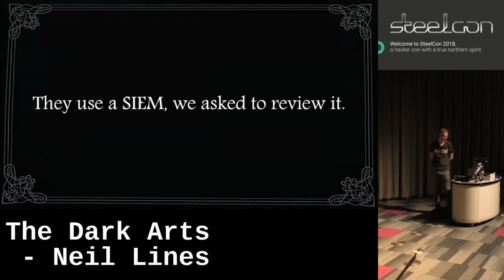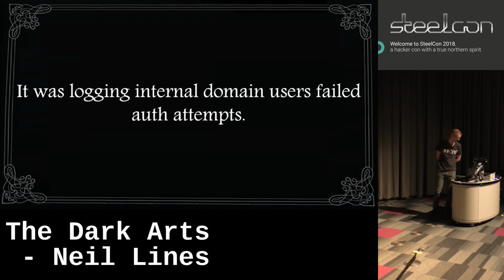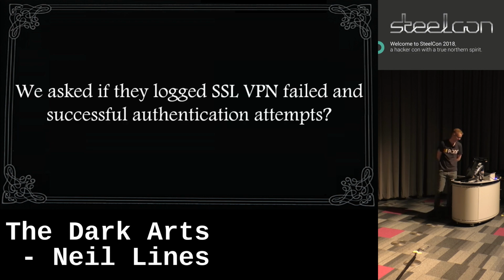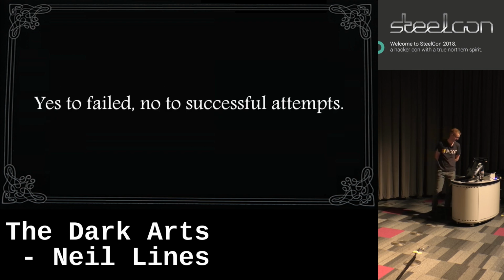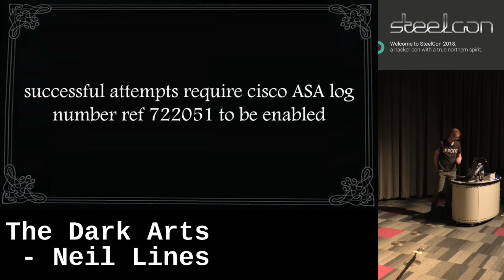They used a SIEM. We asked to review it. It was logging internal domain users' failed auth attempts. We asked if it logged SSL VPN failed and successful authentication attempts. Yes to failed, no to successful attempts. Successful attempts require Cisco ASA log reference 722051 to be enabled.